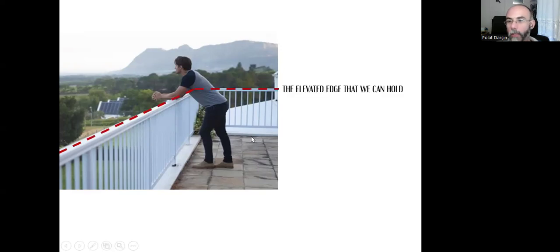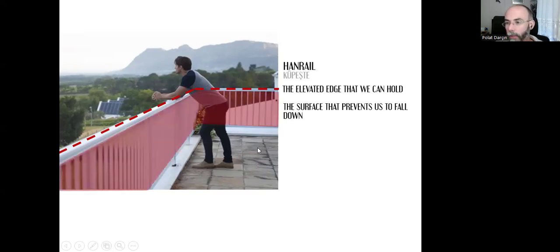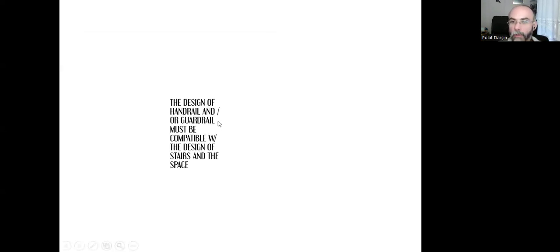That part, that elevated edge that we can hold, that's called the handrail, küpeşte. And this surface that prevents us to fall down, it's called guardrail, korkuluk. If we want, we can design them both. If we want, we can only have a handrail. If we want, we can only have a guardrail, or we can have different solutions. There are different solutions that we can do.